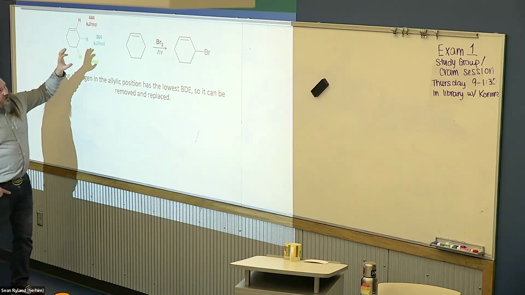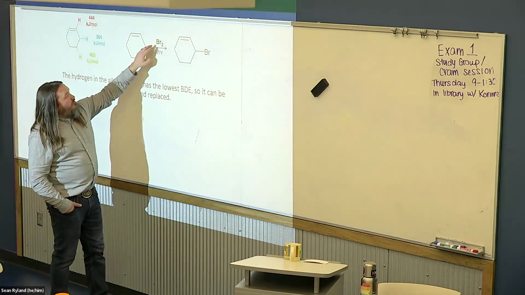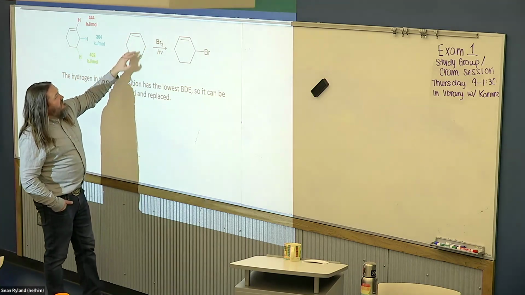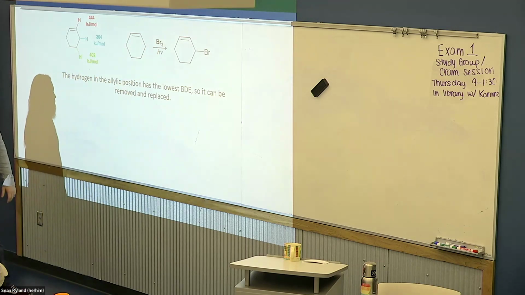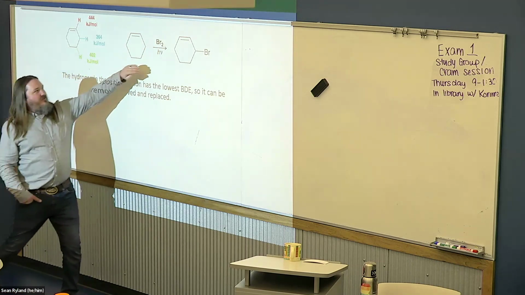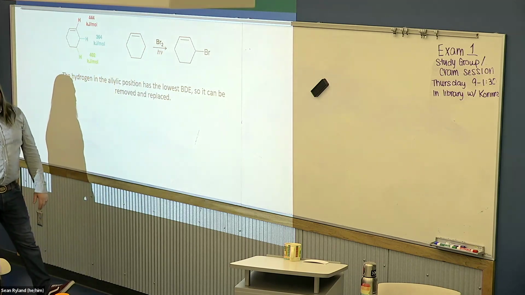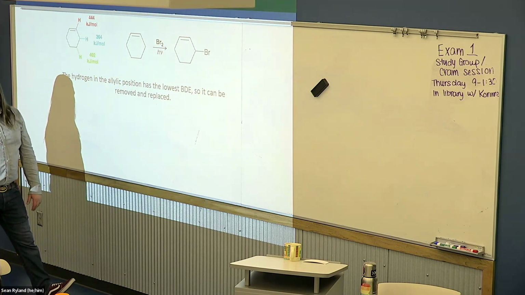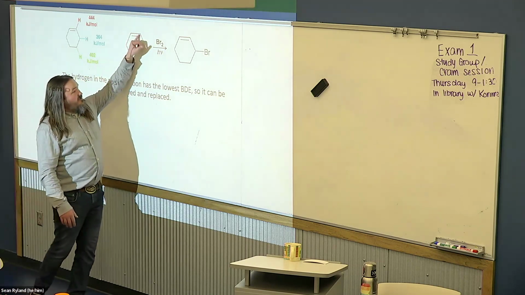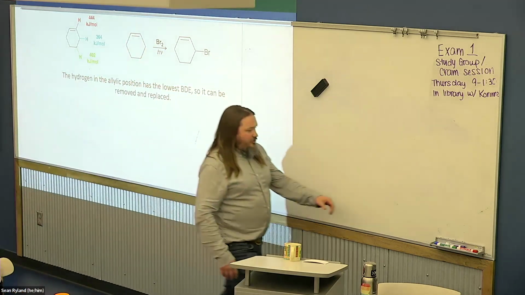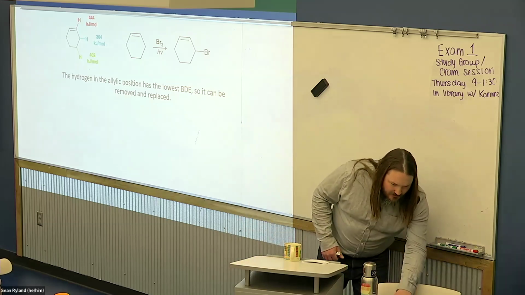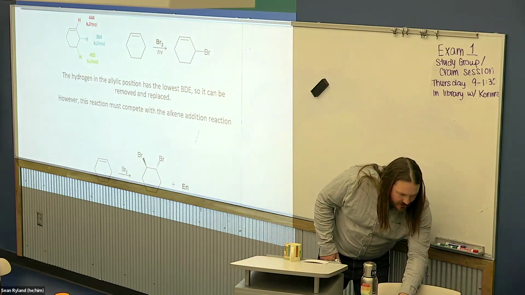However, what happens if we put bromine with light and expose it to cyclohexene here? If we didn't have the light, what would we expect to happen? Again, it's not free radical. What happens if you just have an alkene react with bromine? We just do an addition reaction, right? We add bromine to each side.